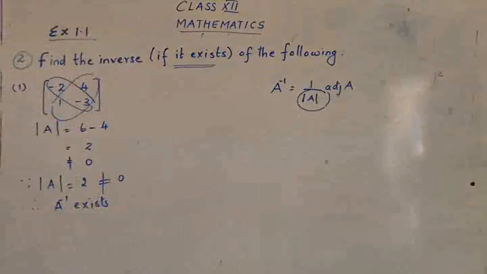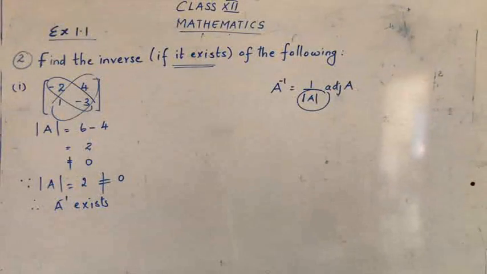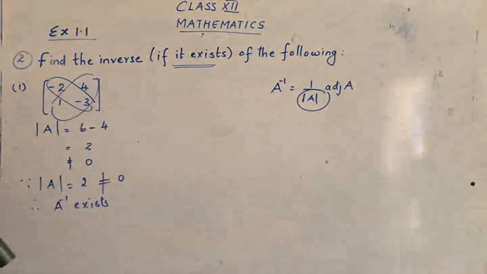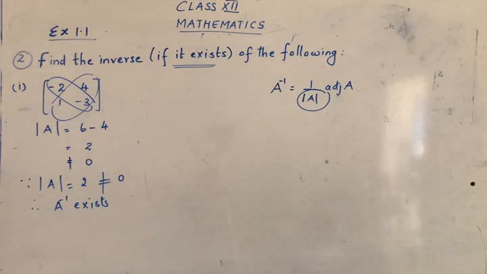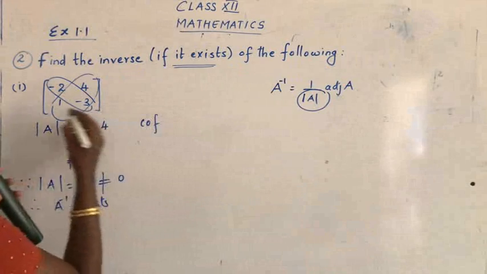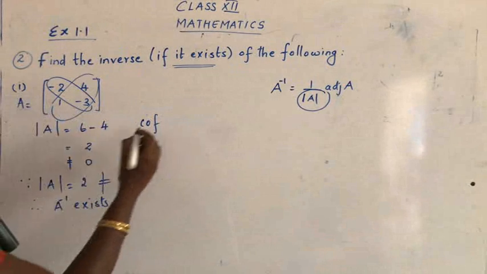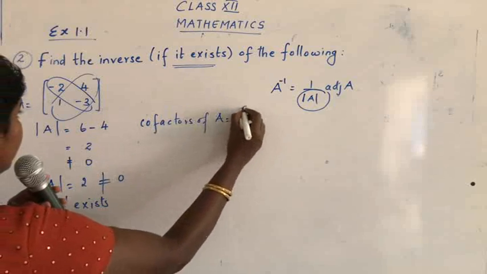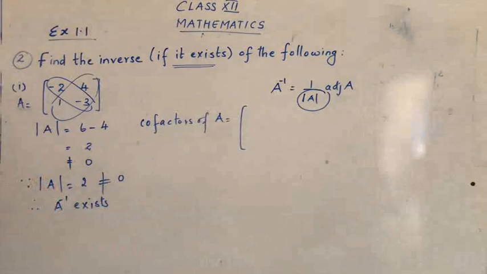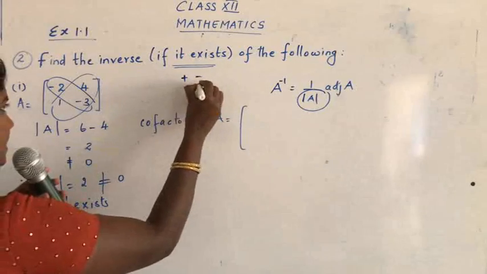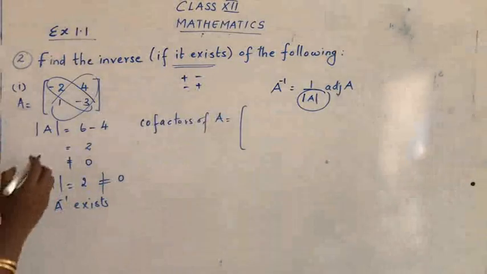So already I have taught you how to find adjoint A and already you people have tried it out, yes? So let's see how to find out adjoint A. For finding adjoint A, the first step is you are going to find out the cofactors. So let's find cofactors of A. So you are going to assume this matrix is A. So cofactors of A is equal to, it's a 2 by 2 matrix. So we have to remember two things. First of all, we'll write the elements and then we'll insert the sign. Signs you people know, yes? Plus, minus, minus, plus.